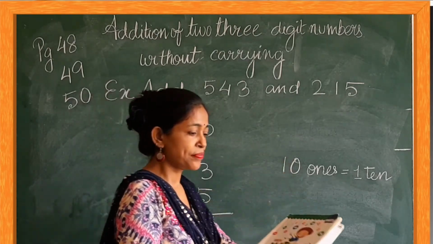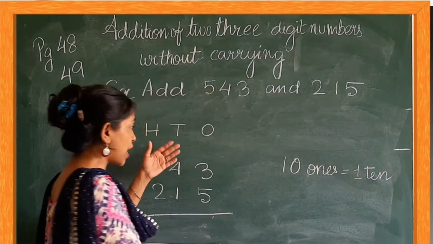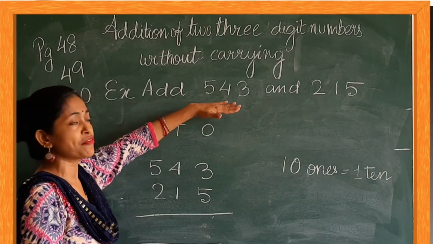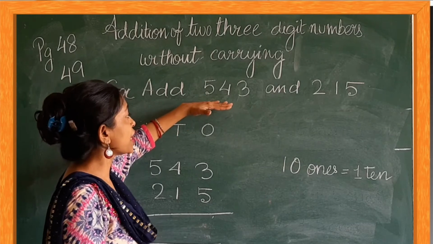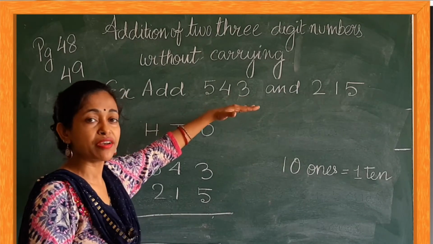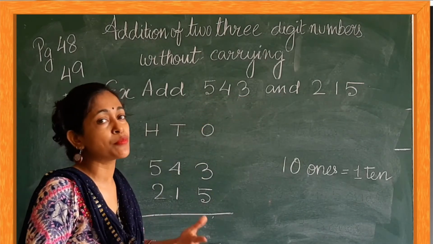Okay, my dear children? So let me explain another example. Suppose you have been given 543. How do we read 543? हम कैसे बोलते हैं?